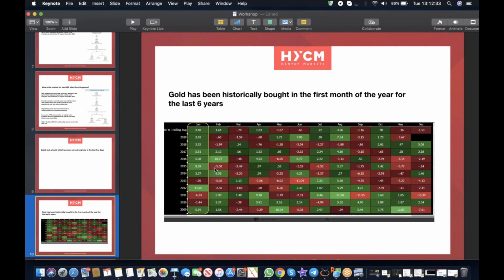And if you look at January, you can see that gold has been bought for the last 6 years in January in a row. So 3.5% up in 2014, 8.39 in 2015, etc., etc. These are the gains. Now, this strong bid for gold in January, and you see the strong bids for gold in August, that is not a coincidence. There's some seasonal demand reasons for these bids. This is a seasonal factor.